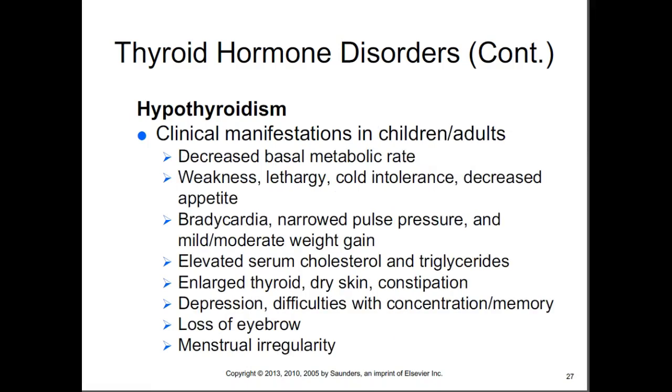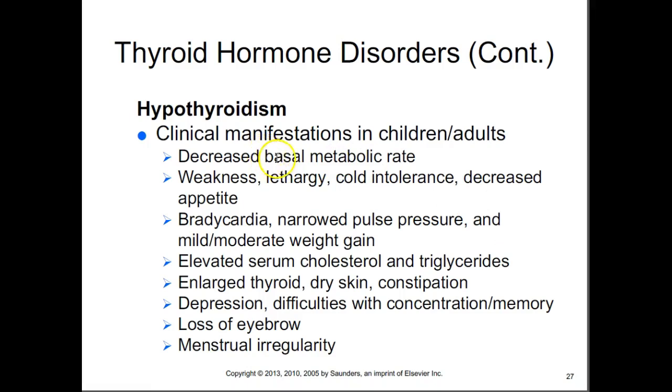In children and adults, you'll see a decreased basal metabolic rate, weakness, lethargy, cold intolerance, decreased appetite. You'll see bradycardia, a narrowed pulse pressure, which, remember, the pulse pressure is the systolic minus diastolic, so it might be something like 120 over 90, so that the pulse pressure is only 30, right? And then mild to moderate weight gain.